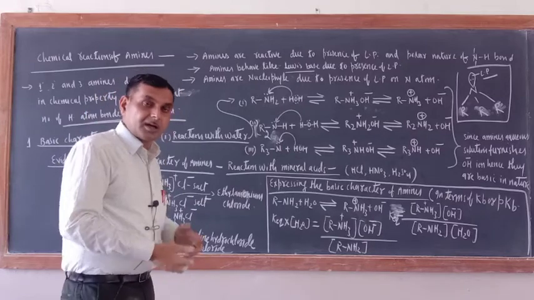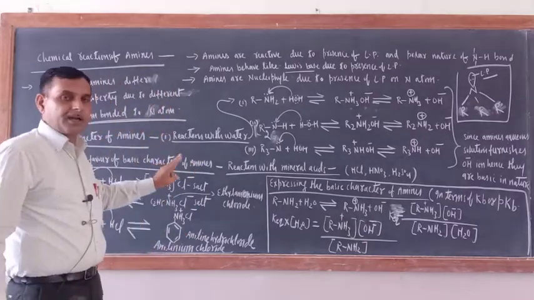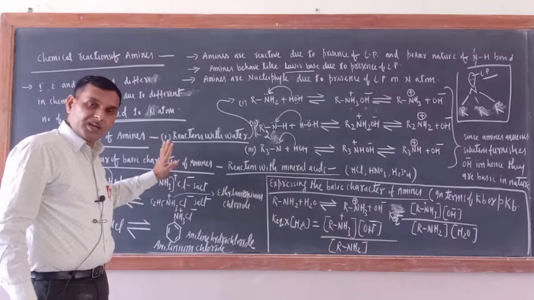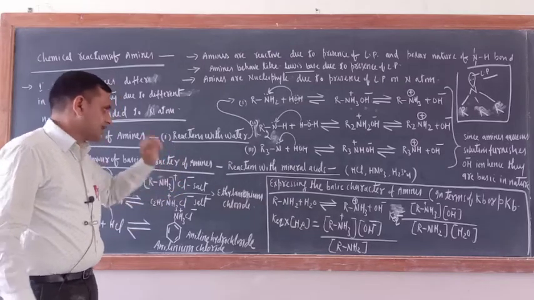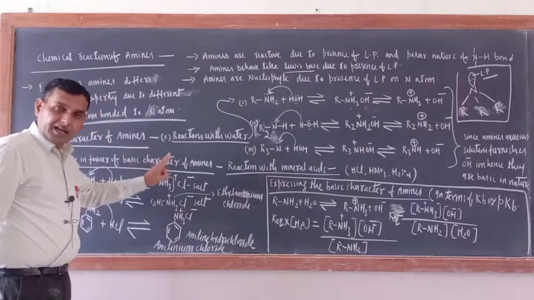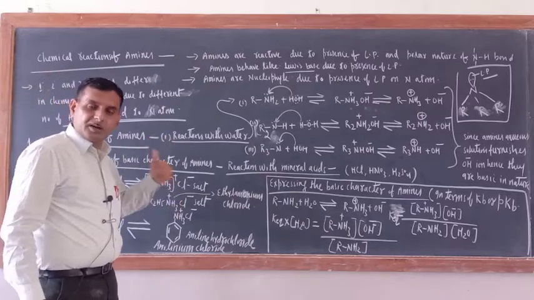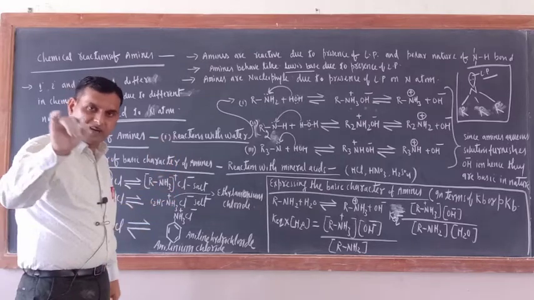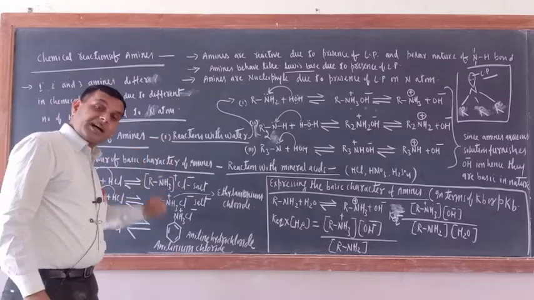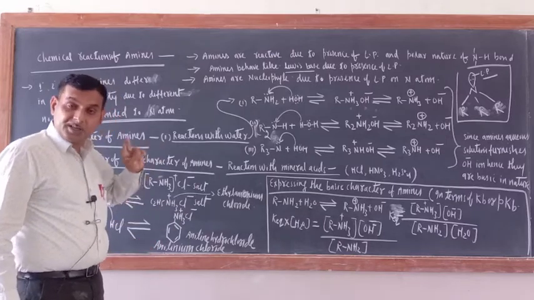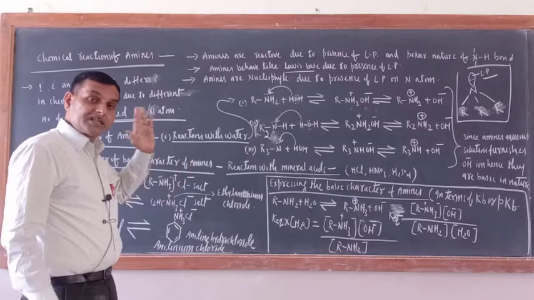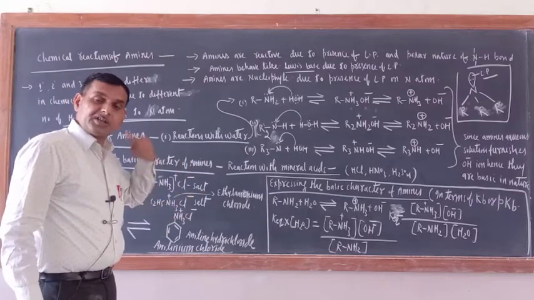Correct or not? So all the three categories of acid-base concepts fit in the case of amines. Just see here. They are capable of donating a lone pair of electrons because they have a lone pair of electrons at the nitrogen atom. That is why they are Lewis bases. Second, they are capable of furnishing OH negative ion in their aqueous solution.